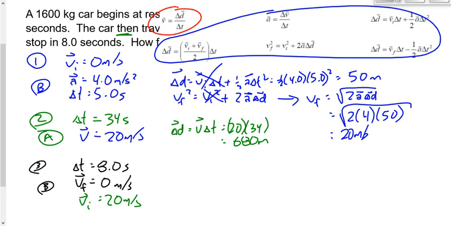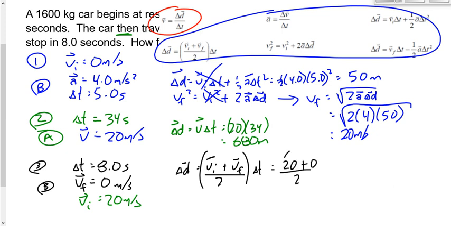Josh, which one do you want to try there? VI, VF, T, group B problem, right? So which one do you want to try? Good, that's the one I would try as well. D is equal to VI plus VF over 2 times T. So we get 20 plus 0 over 2 times a time of 8. That gives me, I believe it's 80 meters.